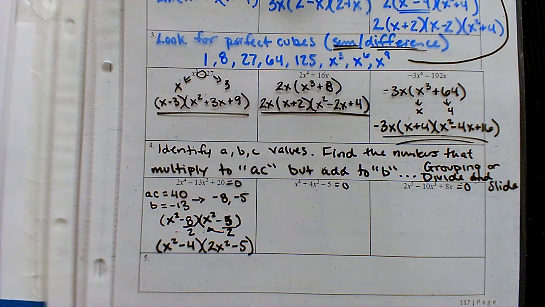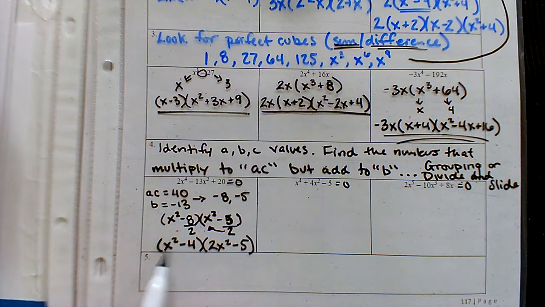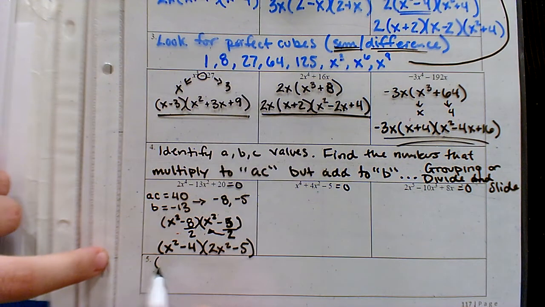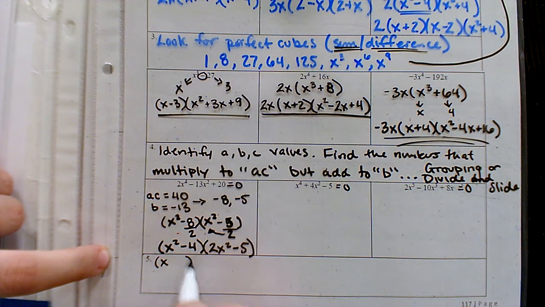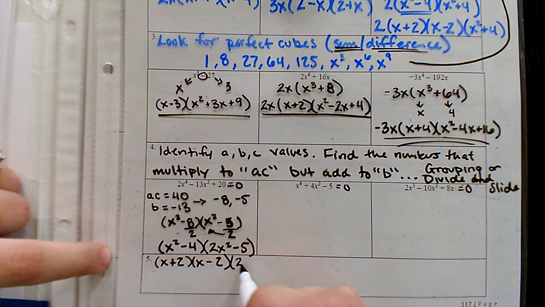All right, so we're done with divide and slide as a factoring technique. Can we take either of those factors further? Do you notice any other method you could use? Yeah. The first one, we have a difference of perfect squares. The perfect square of x² is x, the perfect square of 4 is 2, one plus, one minus. The other factor, though, cannot be taken any further, so it's just going to stay the same.